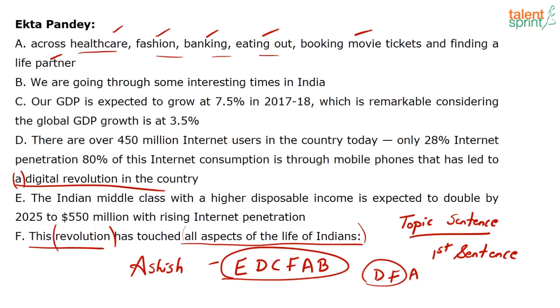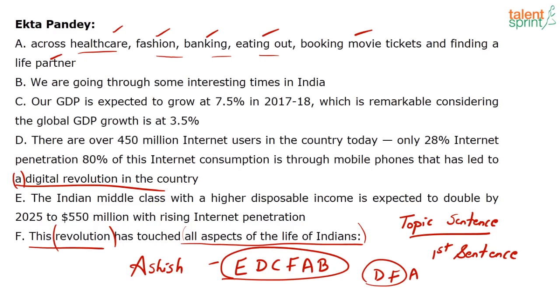So I have this link DFA. If you don't have this link in your sequence, then your sequence is incorrect. Go back, check your sequence, right? So we've established the fact that DFA is a link. Great. But I still need to figure out what is my topic sentence, or is D my topic sentence? I don't know. Let's see. So what are the remaining sentences talking about? B says we are going through some interesting times in India.